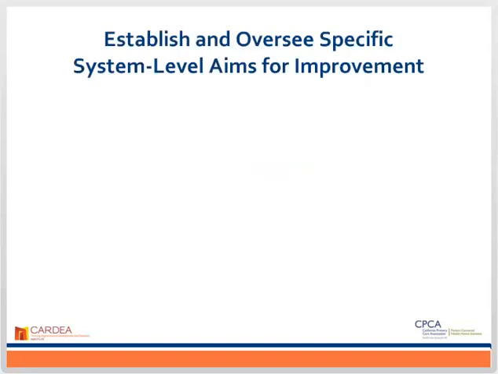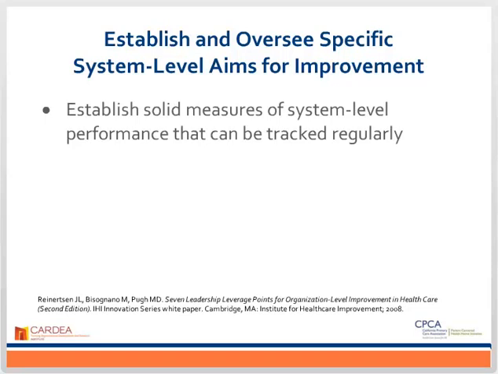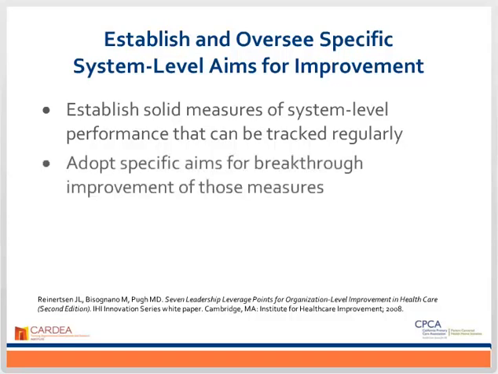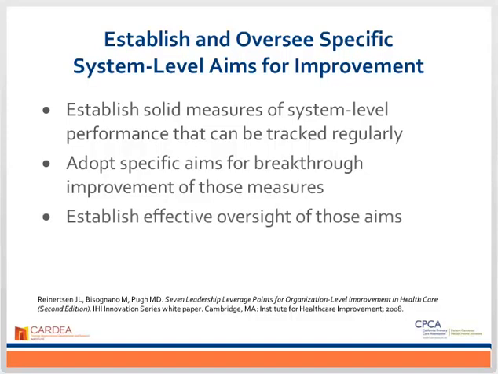So let's talk further about the first 2 leverage points, which rest with boards and senior leaders. Leverage point 1 is to establish and oversee specific system-level aims for improvement. Specifically, governing boards must establish solid measures of system-level performance that can be tracked regularly to answer the questions, what are we trying to achieve, and how are we doing at it? Adopt specific aims for breakthrough improvement of those measures. To be realistic, these aims must be focused in 1 or 2 versus all dimensions of the care system. Establish effective oversight of those aims to answer the questions, are we improving, and are we on track to achieve our aim or aims?